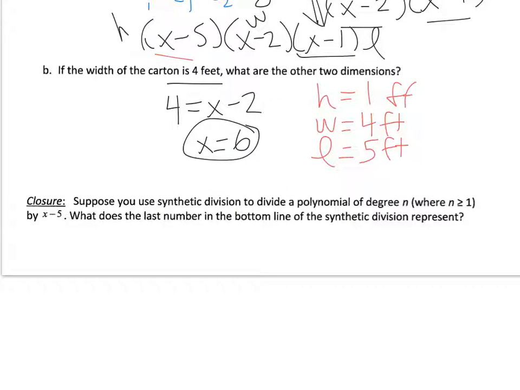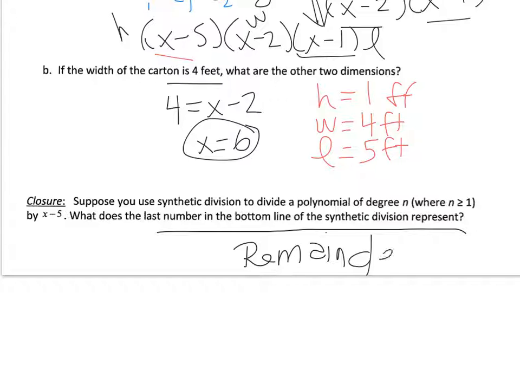Suppose that you use synthetic division to divide a polynomial by x minus 5. What does the last number on the bottom line represent? It represents the remainder. So if the remainder is 0, we know it's a factor.